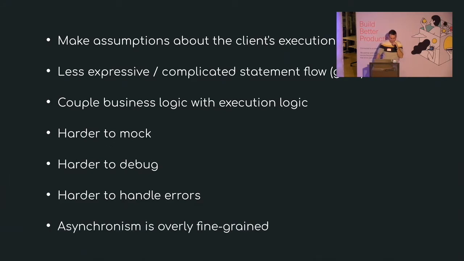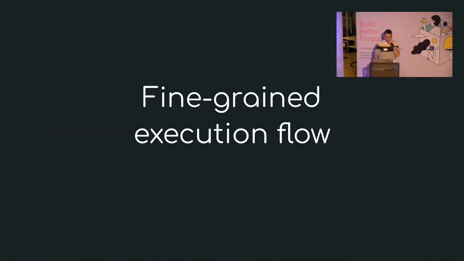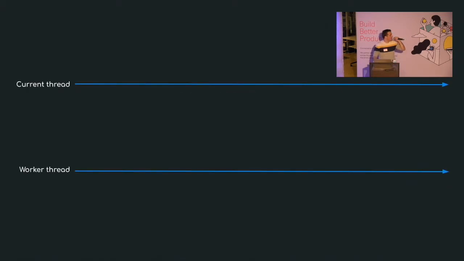And asynchronism is overly fine-grained. There's something that I call fine-grained execution flow. I don't know if there's a name for that, but that's how I call it. So you have, say, the current thread, and then you want to perform some task, and you're using an asynchronous library or API or class. And then you make a method call. It's going to perform a single task, say, connecting to a device. And then after that, it will deliver that result to you, maybe on another thread that's different from the one that you called, or maybe it's going to deliver to the one you called.